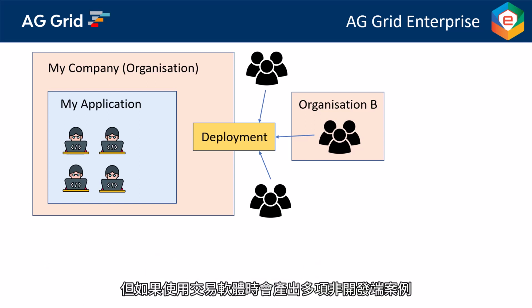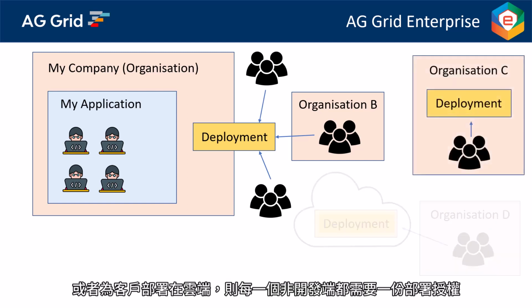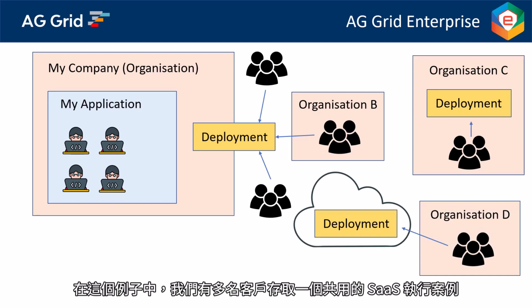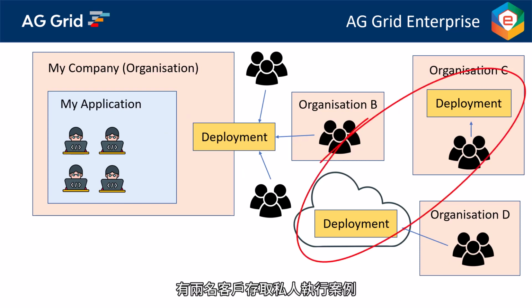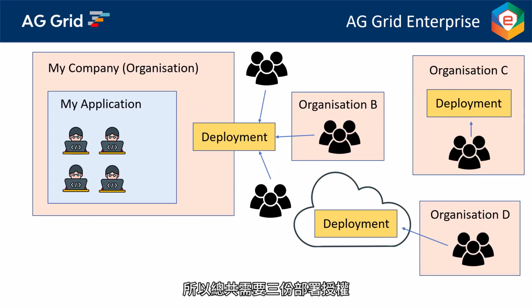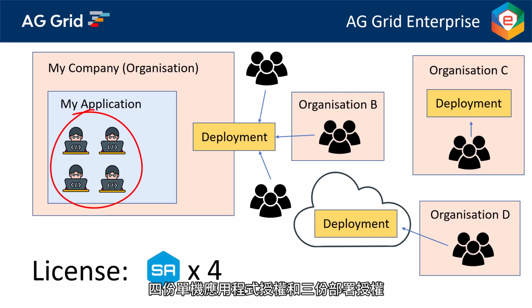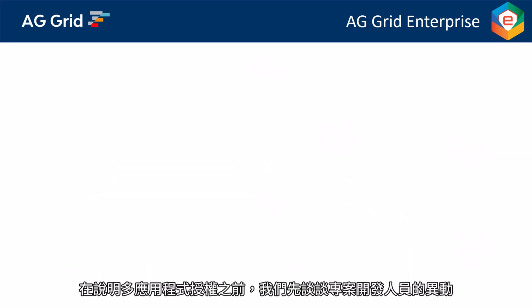If the software has multiple production instances, such as installed on premises for a customer or in the cloud for a customer, then each production instance requires a deployment license. In this example, we have multiple customers accessing one shared SaaS instance and then 2 customers accessing private instances. That is 3 deployment licenses in total, so in this scenario, we will need 4 single application licenses and 3 deployment licenses. Before moving on to licensing multiple applications, let's chat about developers moving on and off projects.